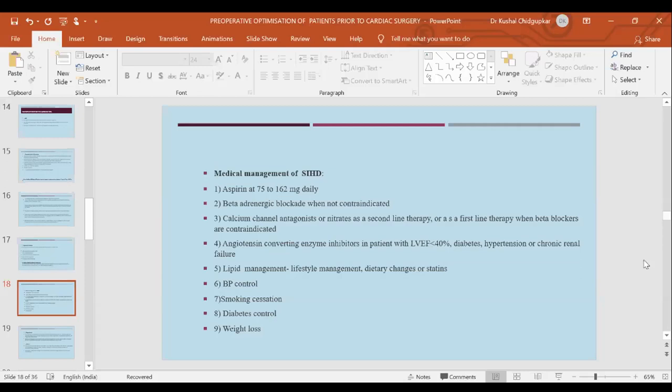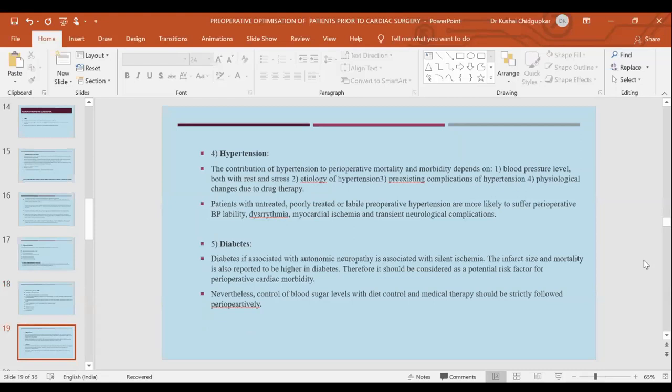So the next factor is hypertension. The contribution of hypertension to perioperative mortality and morbidity depends upon the resting blood pressure level and the level associated with stress, the etiology of hypertension, the pre-existing complications of hypertension, and physiological changes due to drug therapy. Patients with untreated, poorly treated, or labile preoperative hypertension are more likely to suffer perioperative BP lability, dysrhythmias, myocardial ischemia, and transient neurological complications as well.